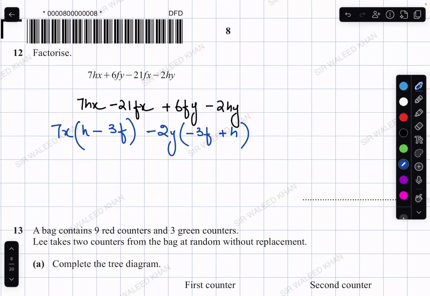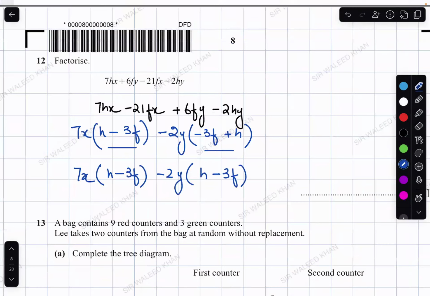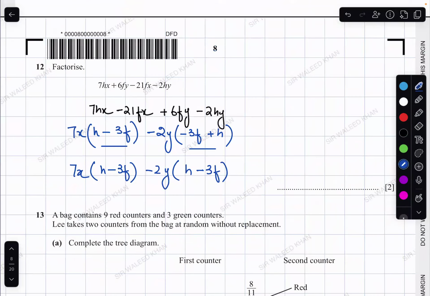So whenever something happens like this, don't get worried. What happened? These two are the same thing. It's just the order is different. Okay, so I can write it. See over here, H minus 3F, and this over here, H is positive minus 3F. I can write it like this. So don't get worried about that. So this will be 7X minus 2Y and H minus 3F.